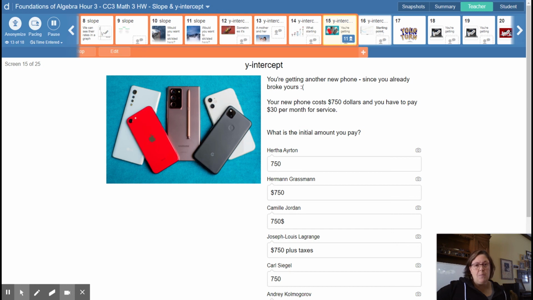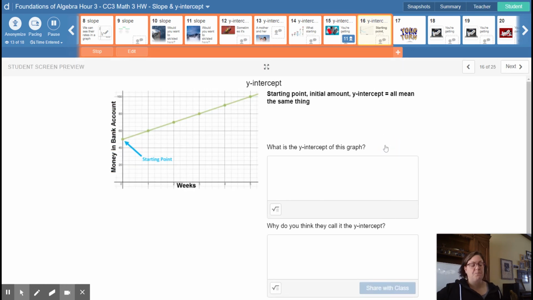So y-intercept is the same as the starting value. Y-intercept is always the coordinate pair 0, something. That being said, take a look at slide 16 now and tell me what you think. Go. So it's 2 questions with this one. What is the y-intercept, and why do you think we call that the y-intercept?